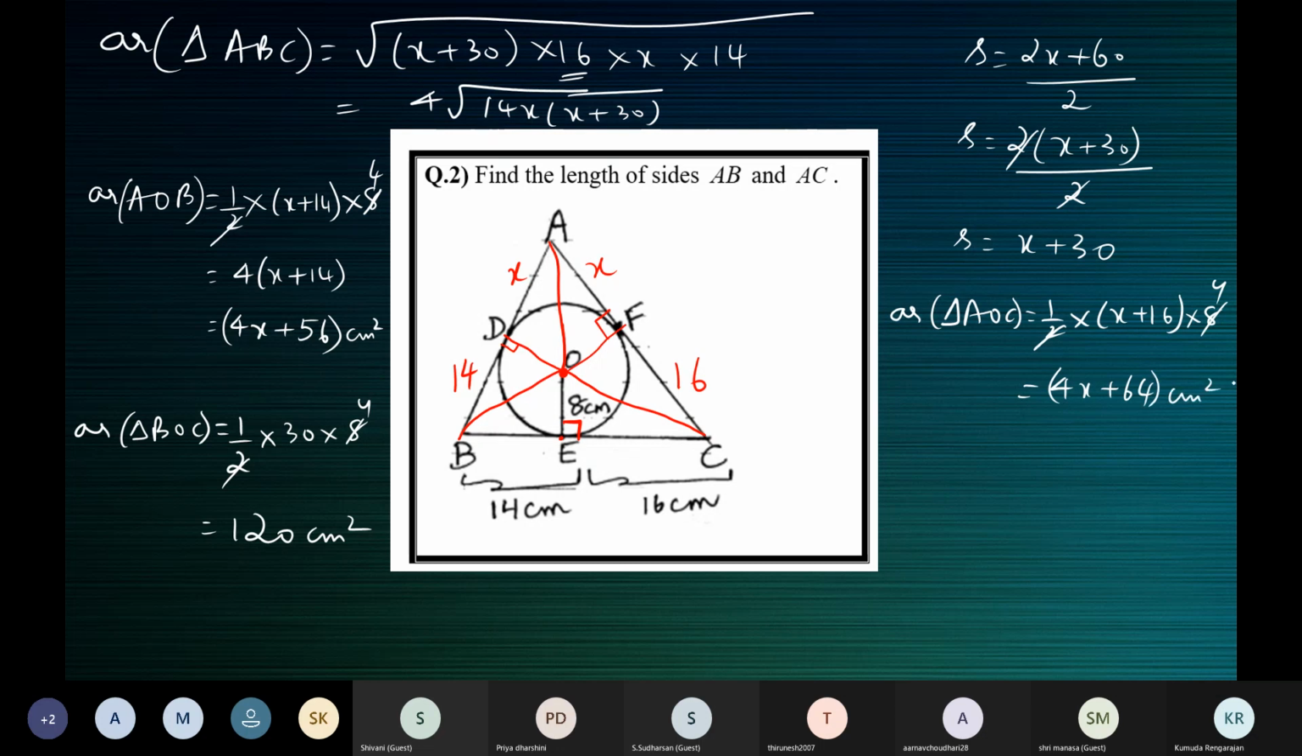So you find the area of the 3 small triangles. Now add the areas of triangle AOB, BOC and AOC. What do you get? 8x plus 240. Correct. Now how do you proceed? We should equate both the areas. Correct. Area of triangle ABC is equal to the sum of the areas of the three small triangles.